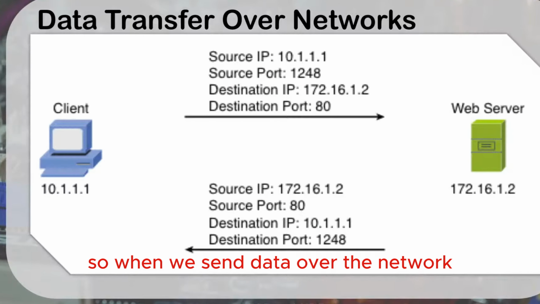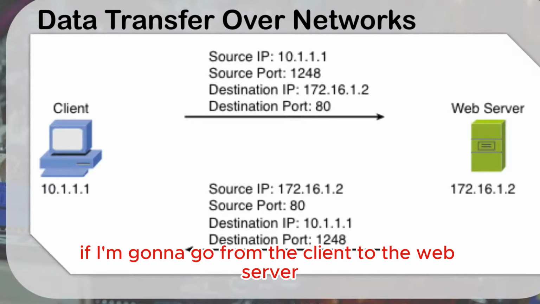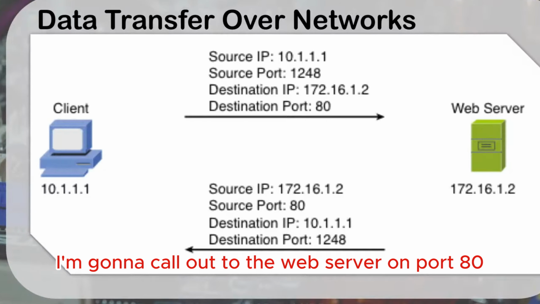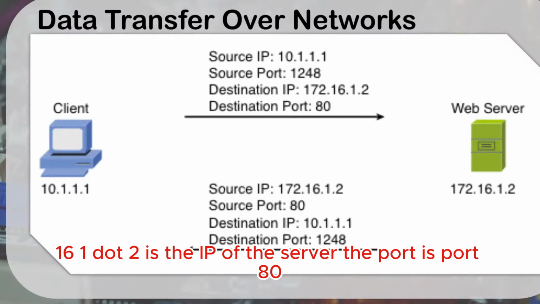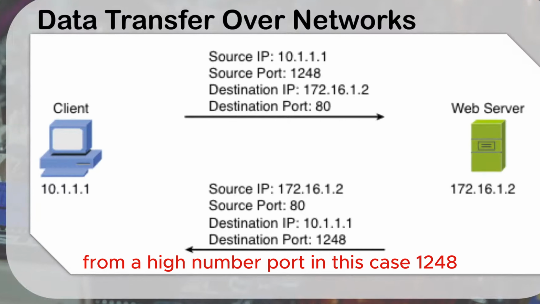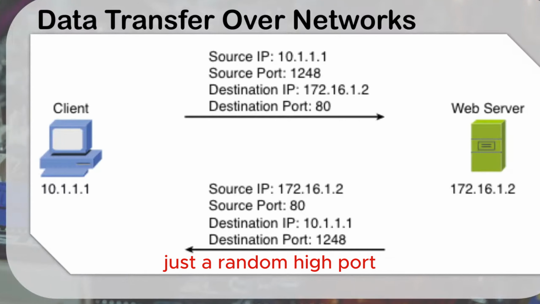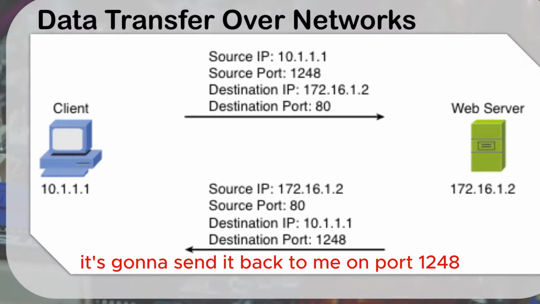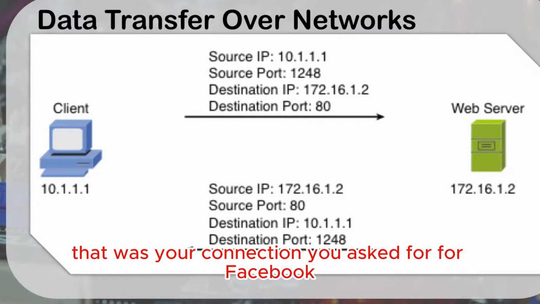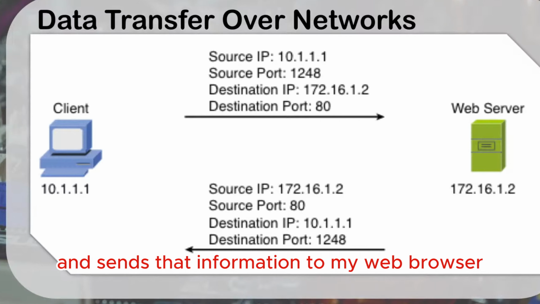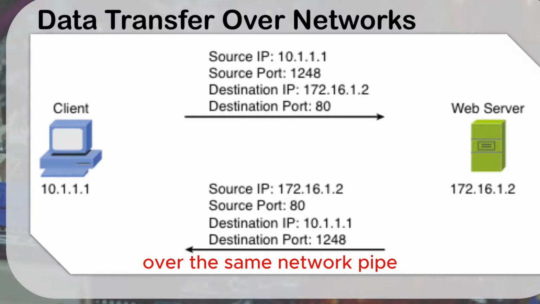When we send data over the network, if I'm going to go from the client to the web server, I am going to call out to the web server on port 80, which is web traffic. So that's my destination port. 172.16.1.2 is the IP of the server. The port is port 80. I called it from a high number port, in this case 1248, just a random high port, something higher than 1024. When the server replies, it's going to send it back to me on port 1248. When my computer gets that, it goes, oh, that was the connection you asked for, Facebook, and sends that information to my web browser. That's how it keeps these streams of data over the same network pipe separated, by using these ports.